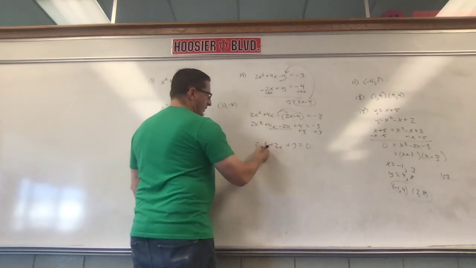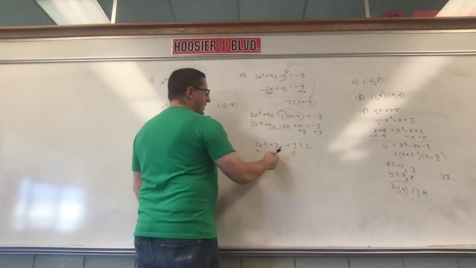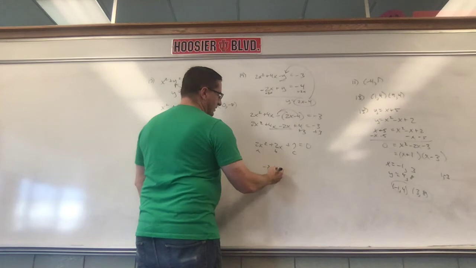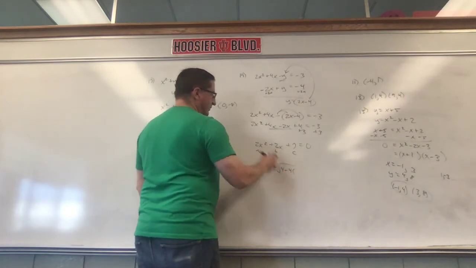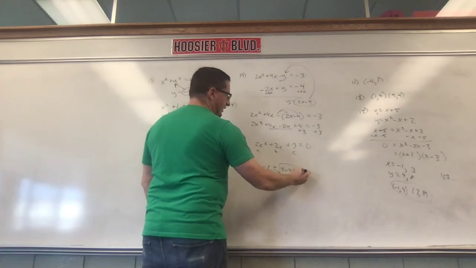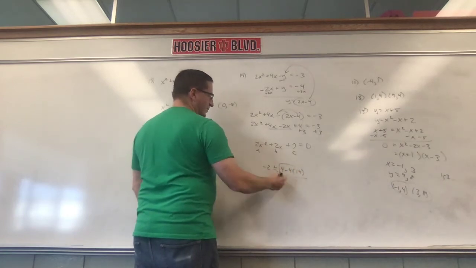So negative b, we have a, we have b, we have c. Negative b is negative 2 plus or minus the square root of b squared. 2 squared is 4. Minus 4 times a times c. 2 times 7 is 14 over 2a. 2 times 2 is 4.